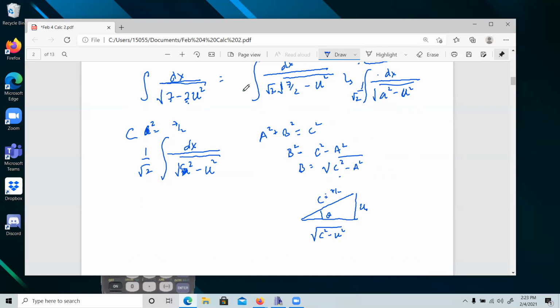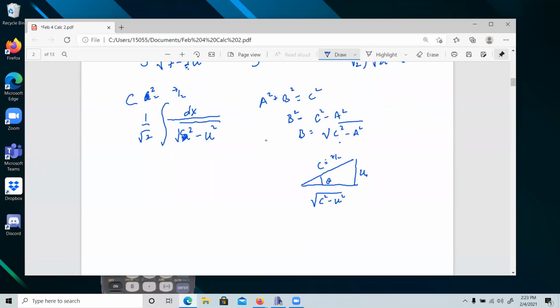Good. Okay, so what we're going to do is say that sine of theta is equal to u over whatever c was. So u is equal to c times sine theta, okay? That's why we have a, b, c as constants. Everything else can be a variable, but a, b, c are typically constants. And du, that's going to be c times cosine theta d theta.